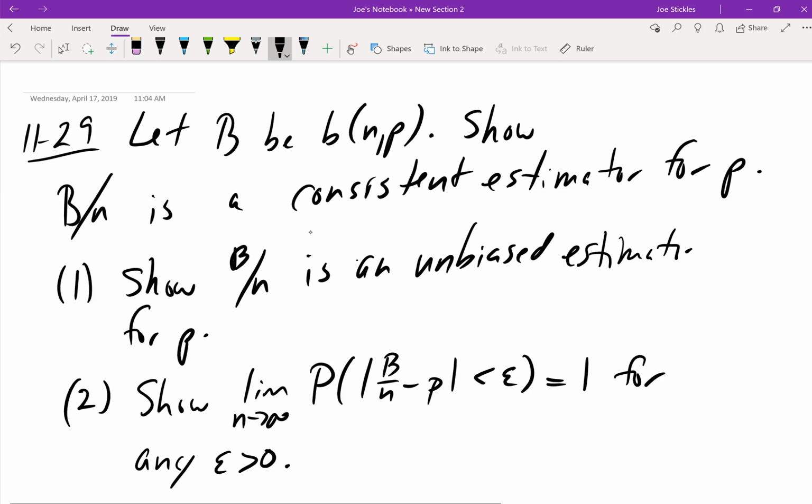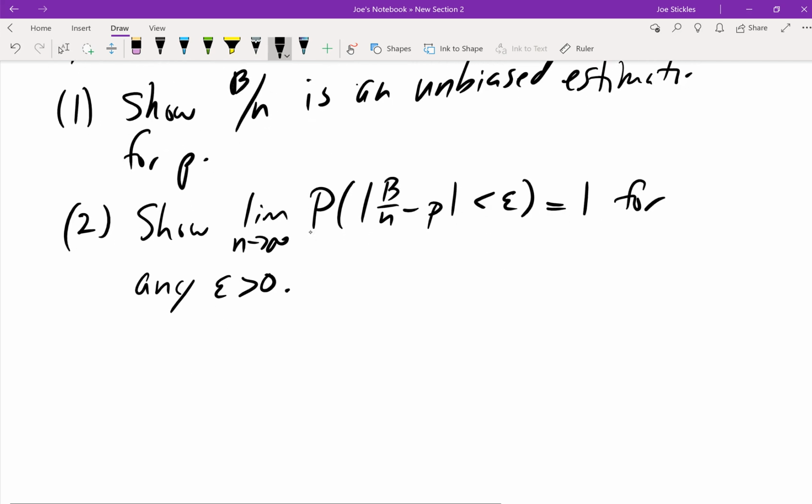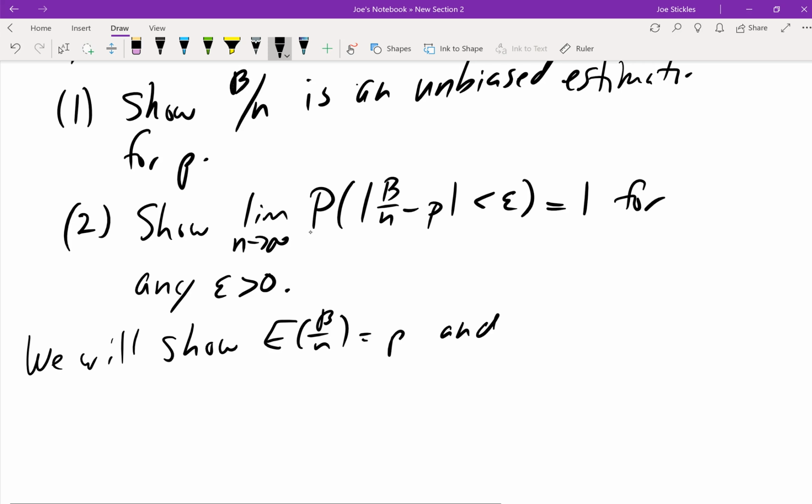So that second statement, we're not going to show this directly in general. What we'll show instead is one, that the expected value of B over n really is P, and we'll show that the limit as n goes to infinity of the variance of B over n is equal to 0. We haven't proven this statement yet. We'll prove it here in a minute. But we can prove that if it's consistent, then the variance goes to 0, essentially. So we can verify being not consistent if it doesn't go to 0. So we'll verify that it's consistent by showing that the variance goes to 0.